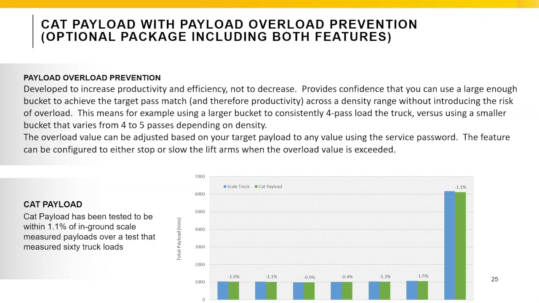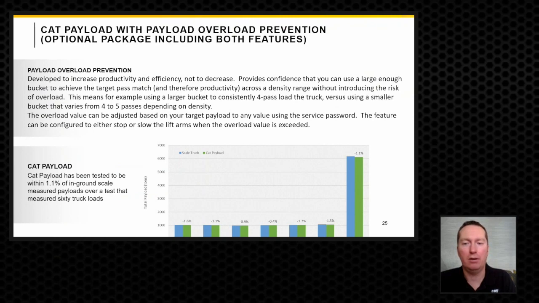So an intuitive, first glance at the idea of limiting your payload seems like it would slow down production, but really what it does is, in situations where you have varying density and you might want to put a little bit larger of a bucket, it provides you confidence to use that larger bucket without the risk of overload.